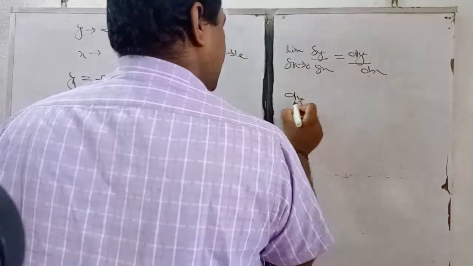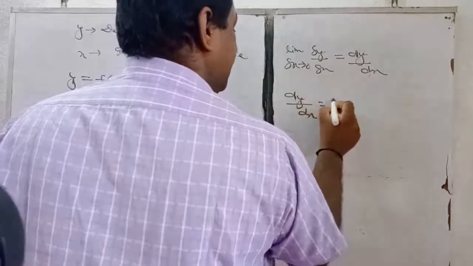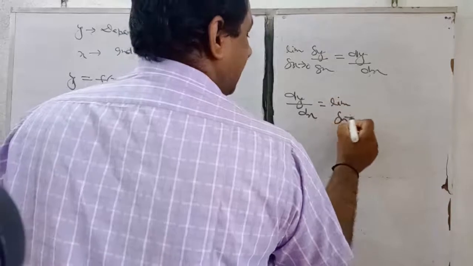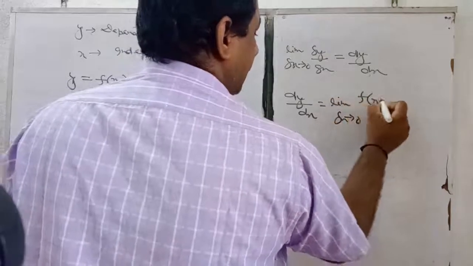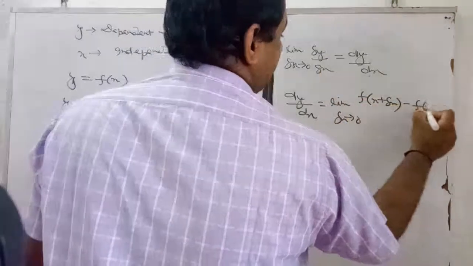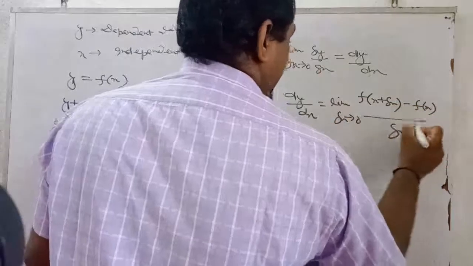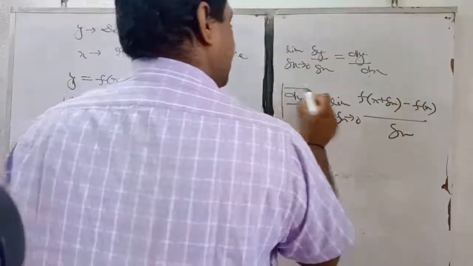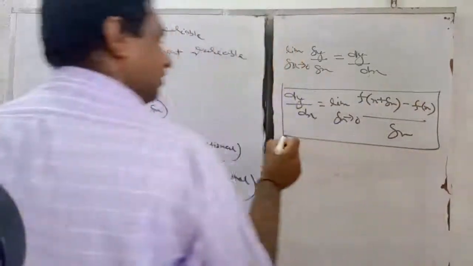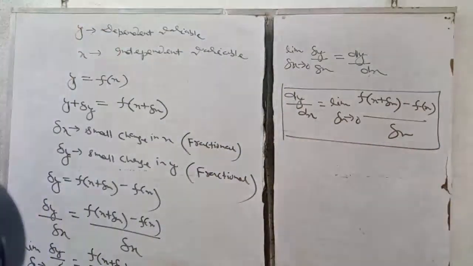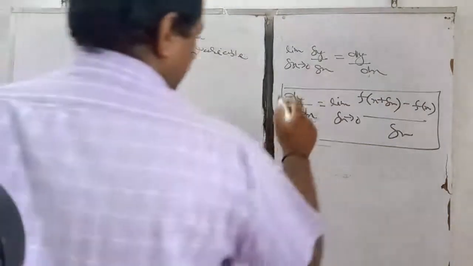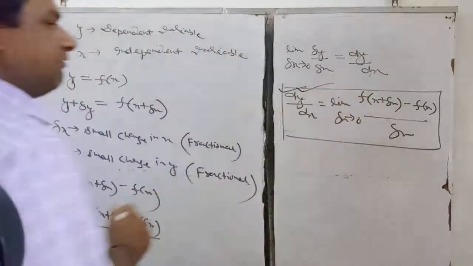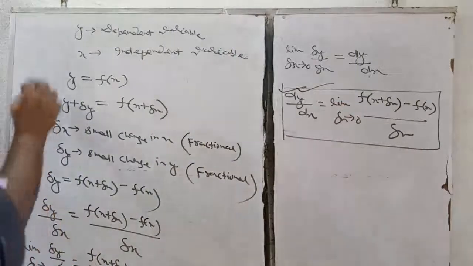So what is the value of dy by dx? The limit as delta x tends to 0 of f(x plus delta x) minus f(x) upon delta x. This is the differentiation rule. How can you find the differentiation of any function? By using this formula, by using this method, we can find the differentiation of any function.